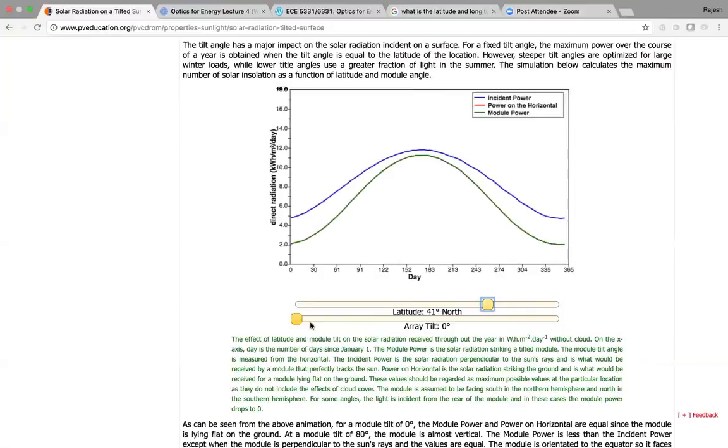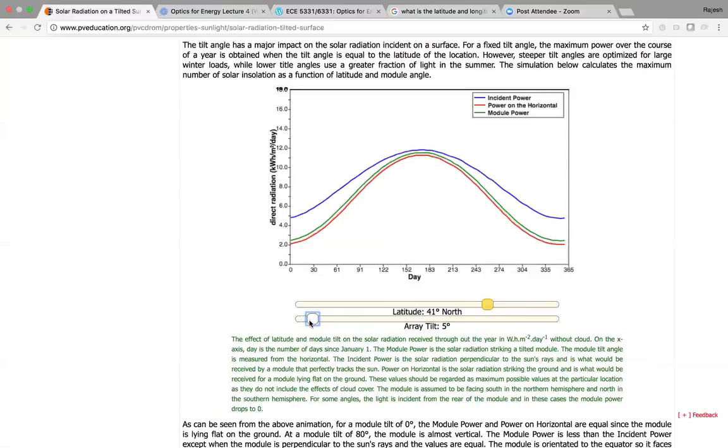So let's come back to Salt Lake City and now try to figure out what's the best we can do in terms of the orientation of the array. If the array is flat against the ground, the red and the green curves overlap and you get this, which is okay. It's not so bad, but you can do better, right? Of course, you're trying to get it as close to this blue curve as possible. So let's see what happens as you change this.